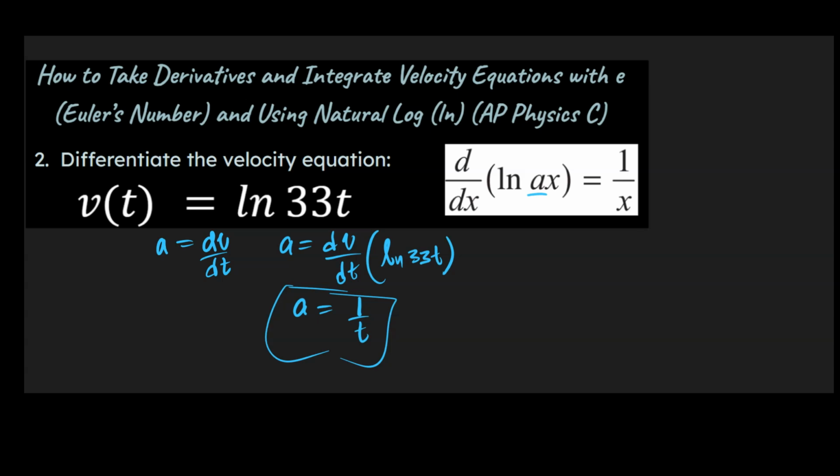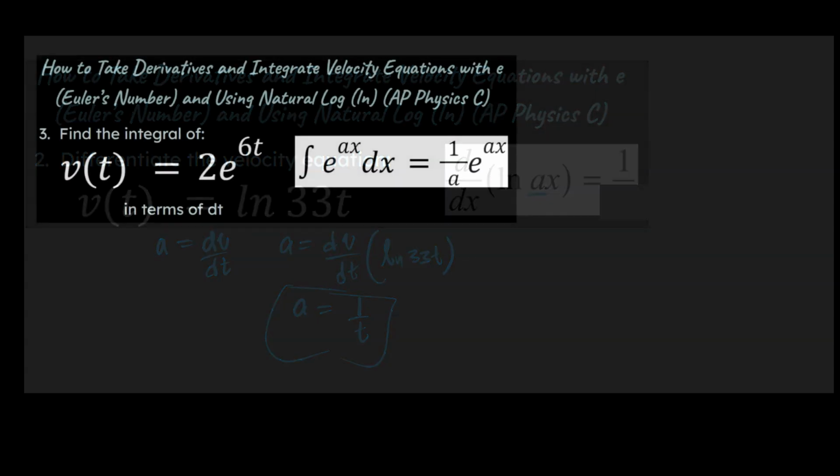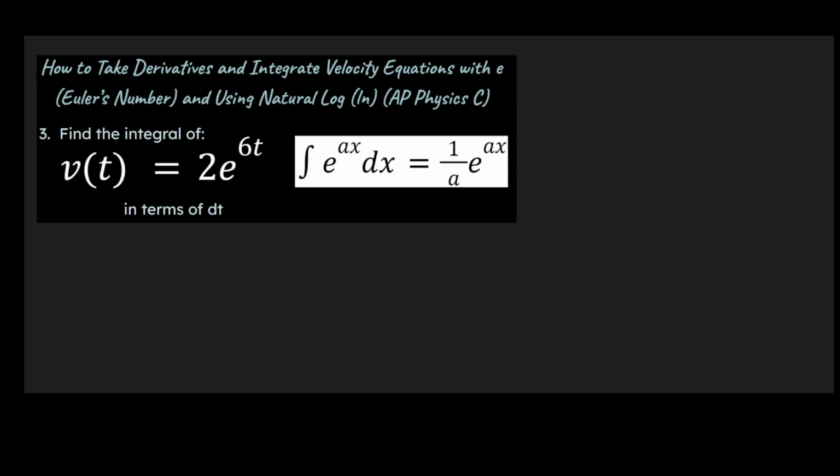Let's try another problem with integration. Alright, so our third problem says find the integral of this equation right here. This is a velocity function. Remember, it's talking about the integral, so are we going to end up with an acceleration equation here or something else? We will end up with a change in position function, or a displacement function, you could say. This change in position is going to be equal to the integral of 2e^(6t) dt. Okay, so that's what we're dealing with here.